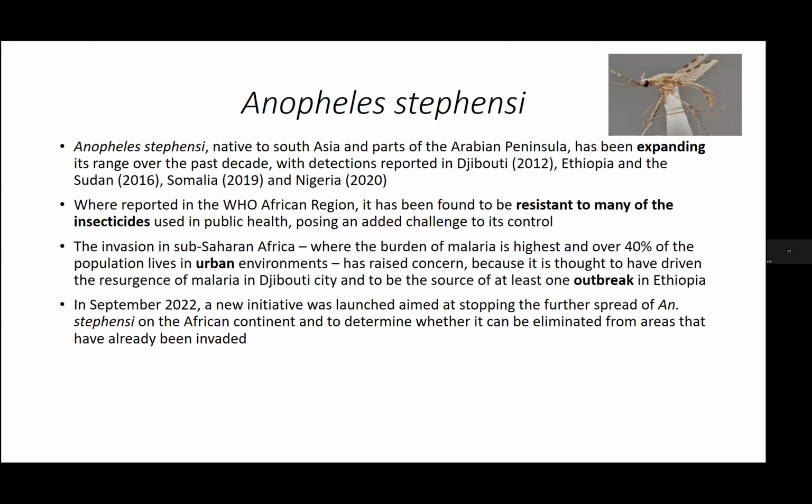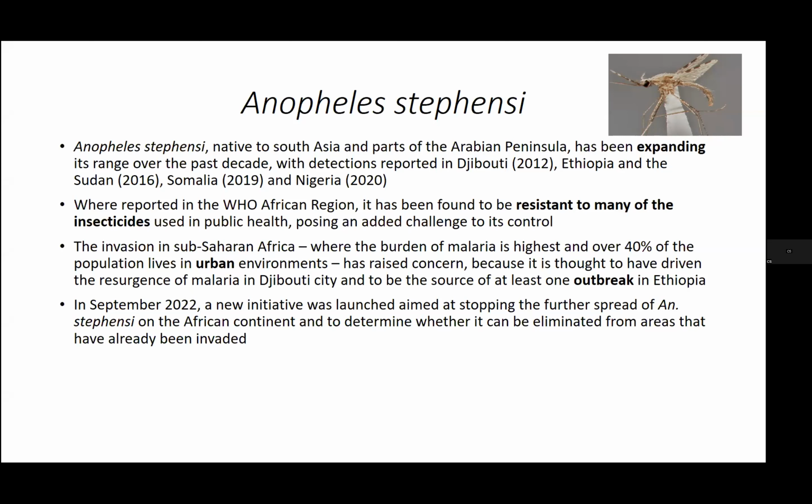Where it's been reported in the African region, it has been found to be resistant to many of the insecticides used in public health. And the invasion into sub-Saharan Africa, where the burden of malaria, as we've seen, is highest, and where over 40% of the population live in urban environments, has raised concern because this vector seems to be adapted to the urban environment. It differs from malaria African vectors, which are typically found in rural areas.